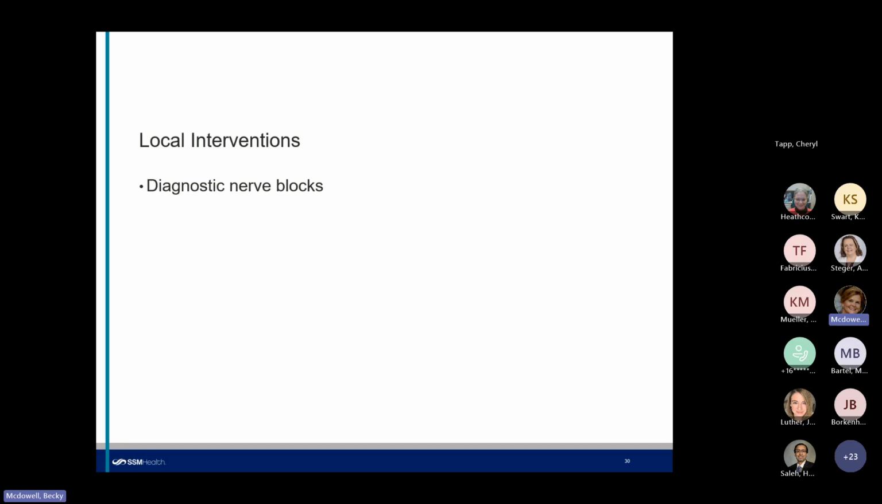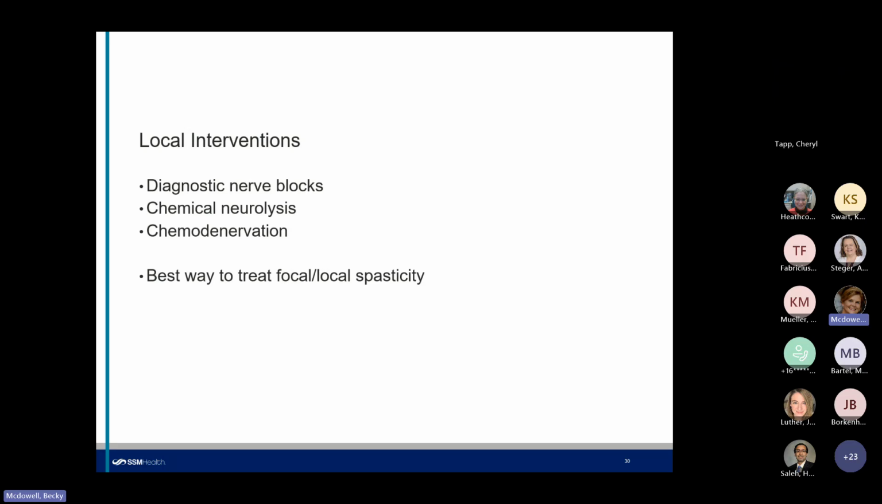Local interventions. We can do diagnostic nerve blocks, chemical neurolysis, and chemodenervation. These local interventions are the best way to treat focal and local spasticity because it's not going to have a systemic effect usually on the whole body.